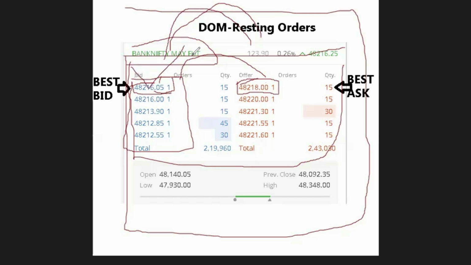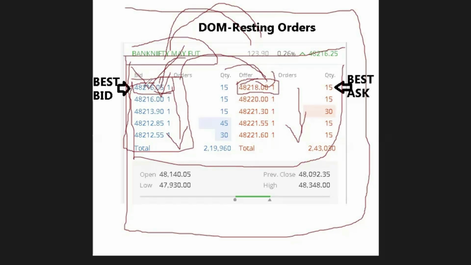So let's say if I specify 48,216.05 as the limit price and I throw that order, it will get executed at this price. Same thing, if I place a limit order specifying 48,218, it will execute at this price. Here is the interesting thing: unless the buyer or seller is in urgency, the buyer always wants to buy at lower prices, and the seller always wants to sell at higher prices. This is how a market works.